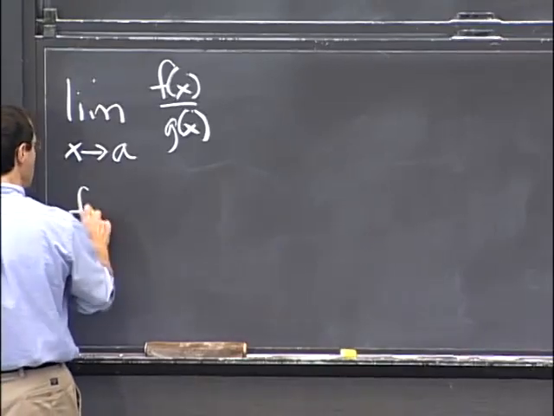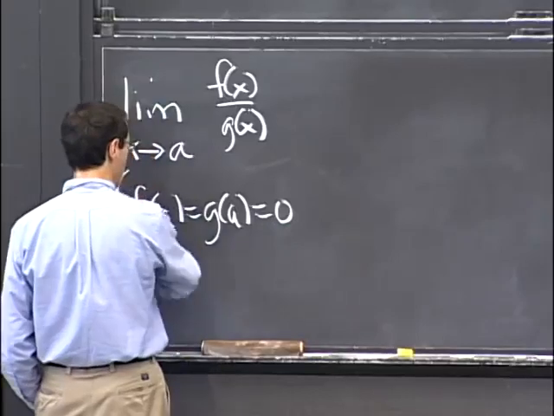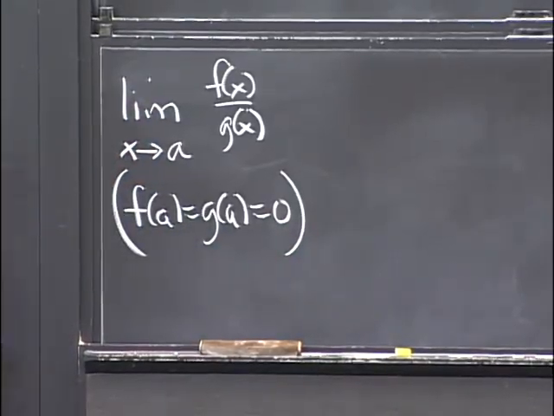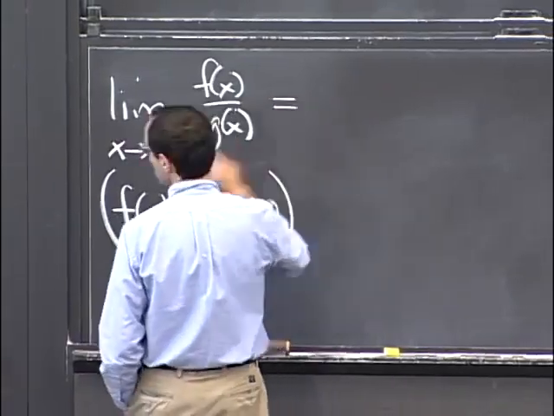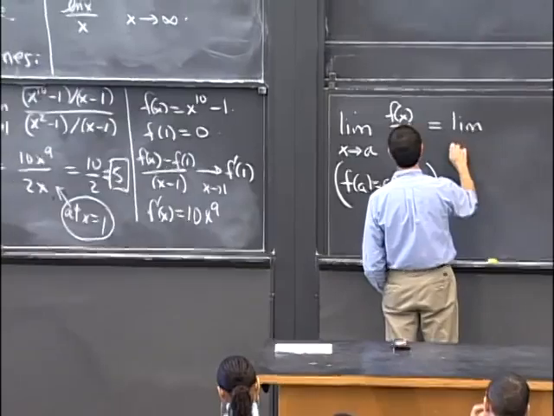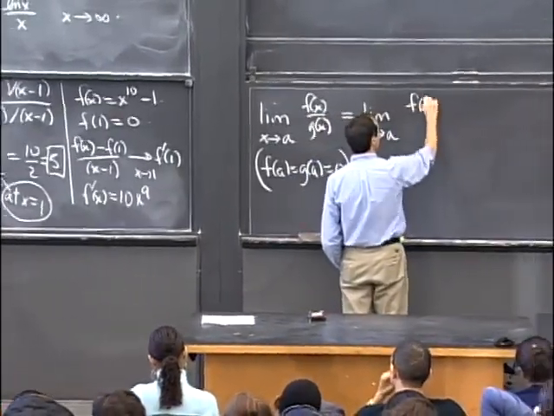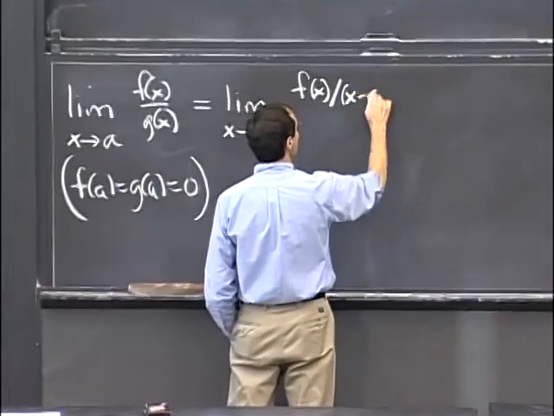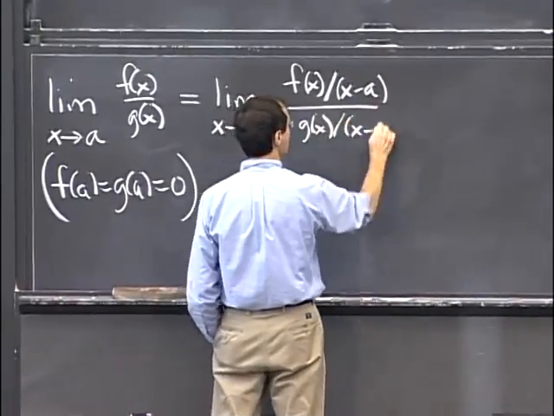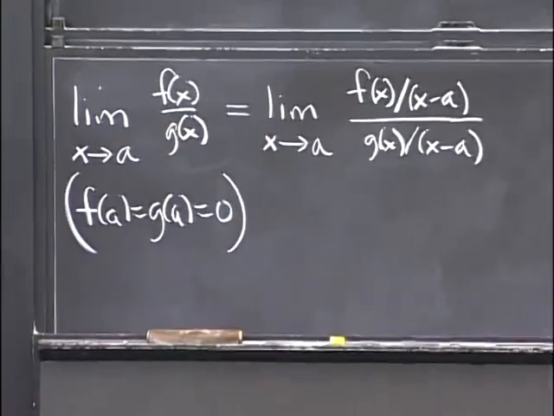So it's indeterminate. f of a is equal to g of a is equal to 0. So it would be 0 over 0. Now we're just going to do exactly the same thing we did over here. Namely, we're going to divide in numerator and denominator, and we're going to repeat that argument. So we have here f of x divided by x minus a, and g of x divided by x minus a also. All right, I haven't changed anything yet.